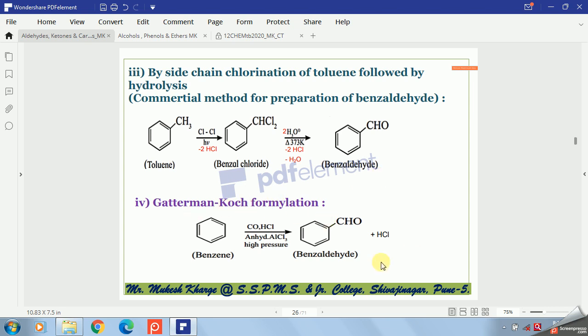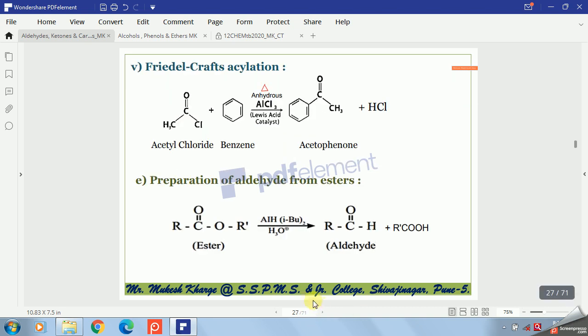Then the Gattermann-Koch reaction, when benzene is treated with carbon monoxide in presence of hydrochloric acid and anhydrous AlCl3, so the CO group is added in between carbon and hydrogen. So we get CHO plus HCl as the byproduct. So remember the name reaction.